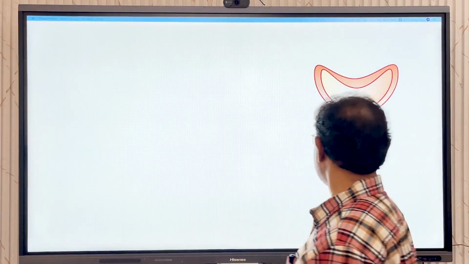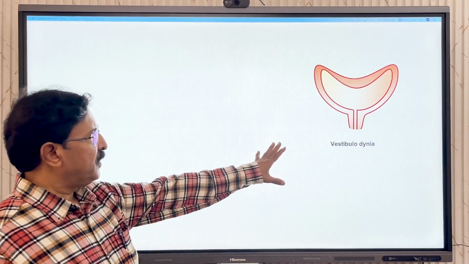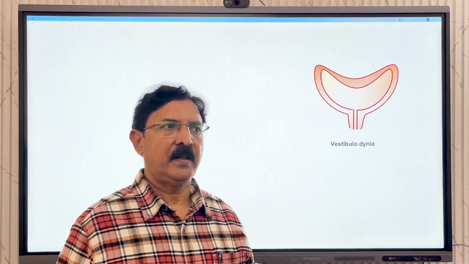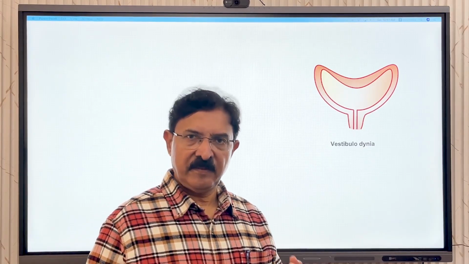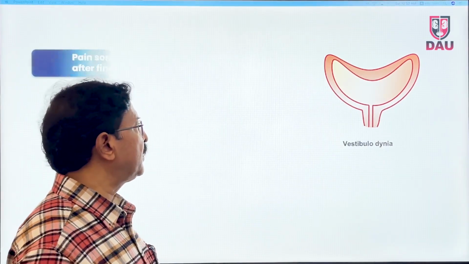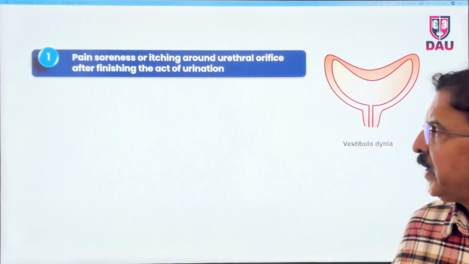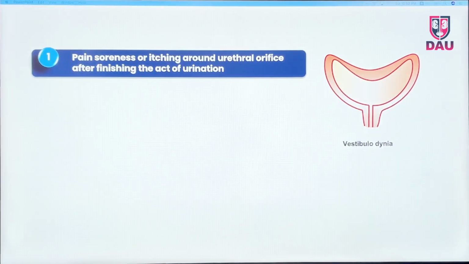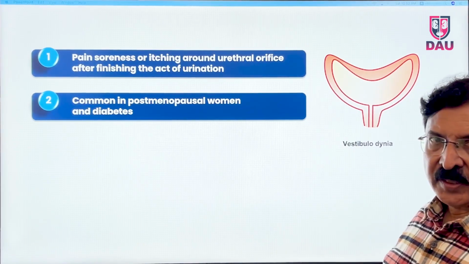The third group is what I call the painful vestibule. Although this term is not mentioned in literature, I like to call it this way: vestibulodynia, the pain in the area of the female vestibule at the end of urination. Here, the patients complain of soreness or some itching or some discomfort around the urethral orifice after finishing the act of urination. And this is the key point here. And this is common in postmenopausal ladies and diabetics.